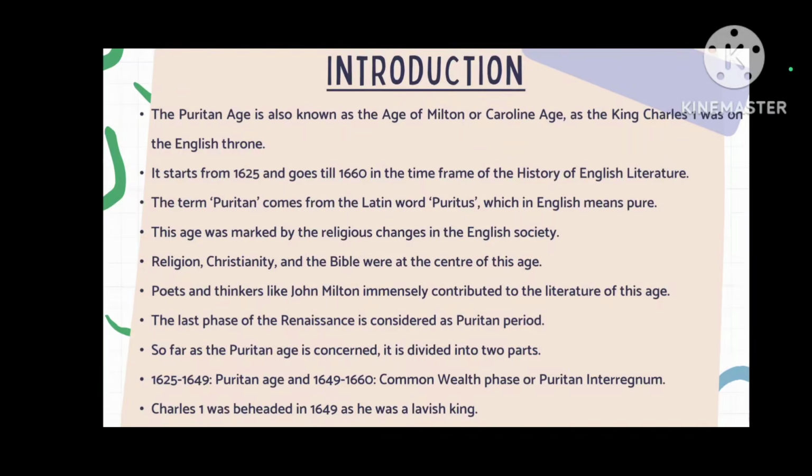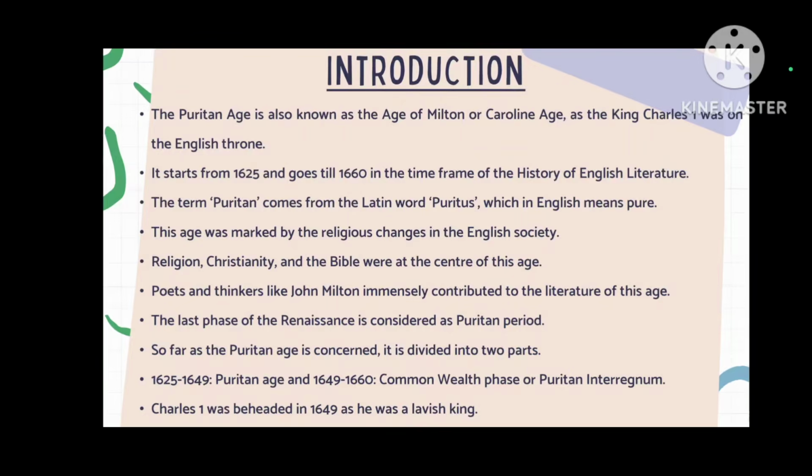Now, so far as the general public of England is concerned, they were not happy with the behavior of Charles I, and even they were not happy with the behavior of James I. Charles I was a lavish king. He had many mistresses, more than 1200 mistresses. He was spending the national wealth immensely. He was not a responsible king. He was a lavish king. He was gifting palaces and lands to the mistresses.